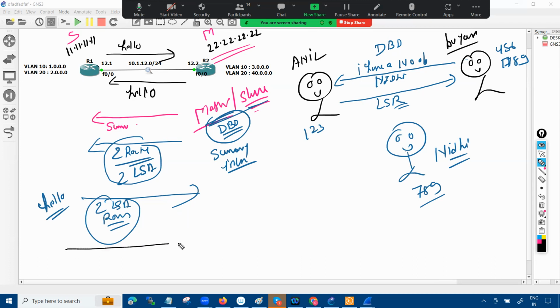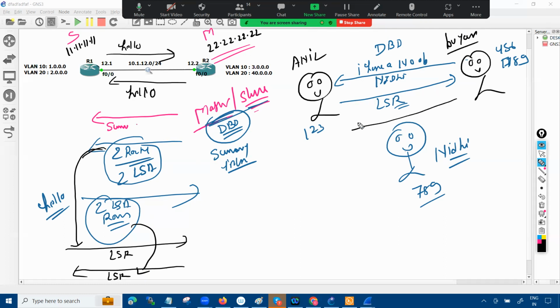Now router 1 will send the LSR packet in response to this packet, and then router 2 also sends the LSR packet in response to what? This packet. Requesting it: you have shared this information, now I'm requesting, give me the information. So when I send the LSR packet, now what happened?